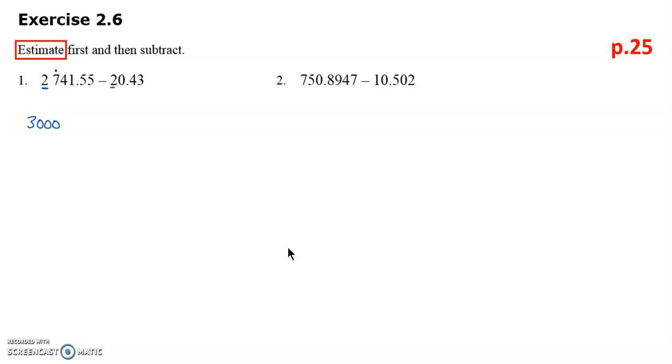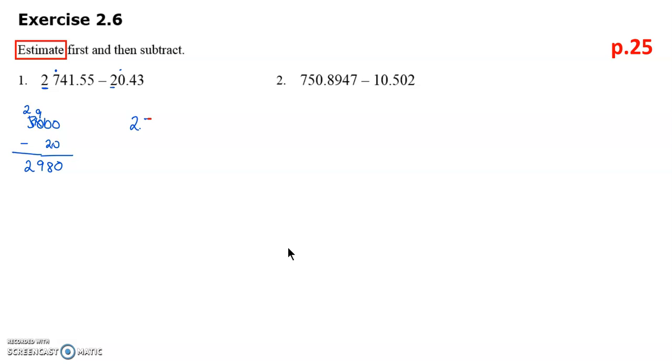And the 20.43 is going to round to 20. So we're going to subtract those. Remember, we are going to need to borrow here, so this will become a 2, and then a 9, and then a 10 minus 2 is 8, and a 9 and a 2. So we end up with 2,980 for our estimate.